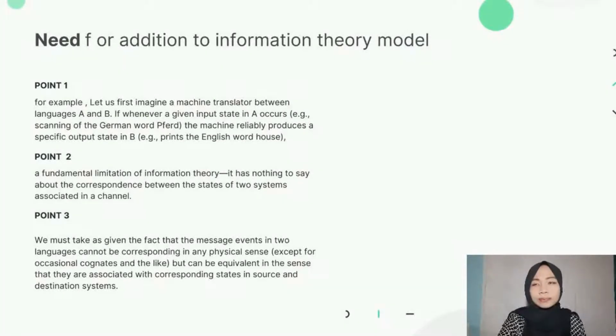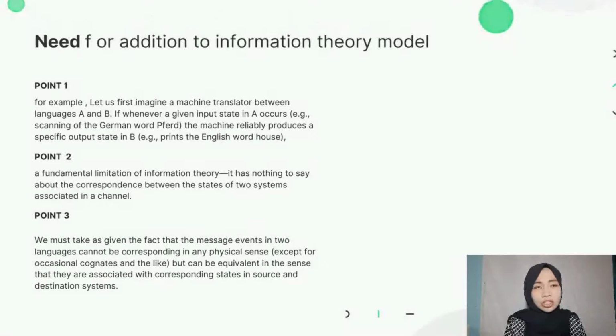Figure 21 might help to make this situation clearer, as well as the kind of extension needed. We must take as given the fact that messages in two languages cannot be corresponding in any physical sense, except for occasional cognates and the like, but can be equivalent in the sense that they are associated with corresponding states in source and destination systems.